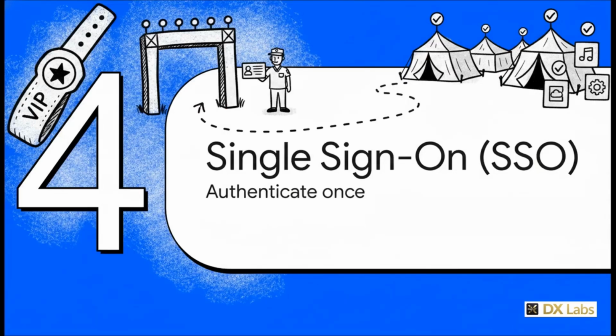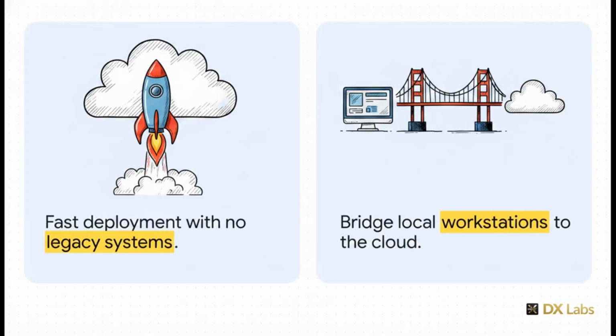Single sign-on, or SSO. Once you prove who you are, you really shouldn't have to keep doing it every single time you open a new app. Think of SSO as an all-access VIP wristband at a music festival. You show your ID at the main gate once, get the wristband, and then you can walk into any VIP tent without having to dig for your ID again.